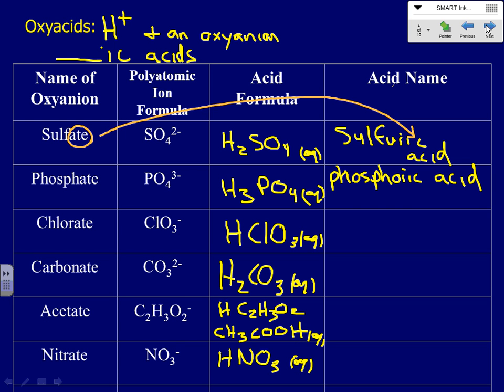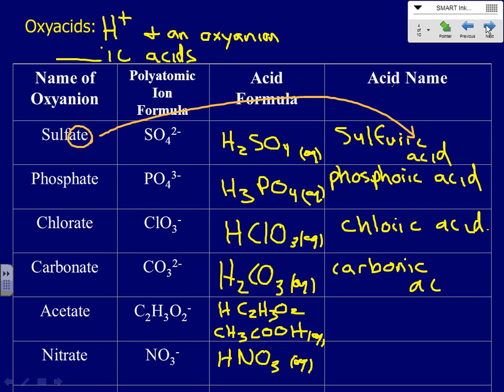Chlorate becomes chloric acid. Chloric acid. Carbonate, what's it going to become? What would you like to turn it to? What do you think? Carbonic. Carbonate becomes carbonic. It's the same letters, just the way you pronounce it.